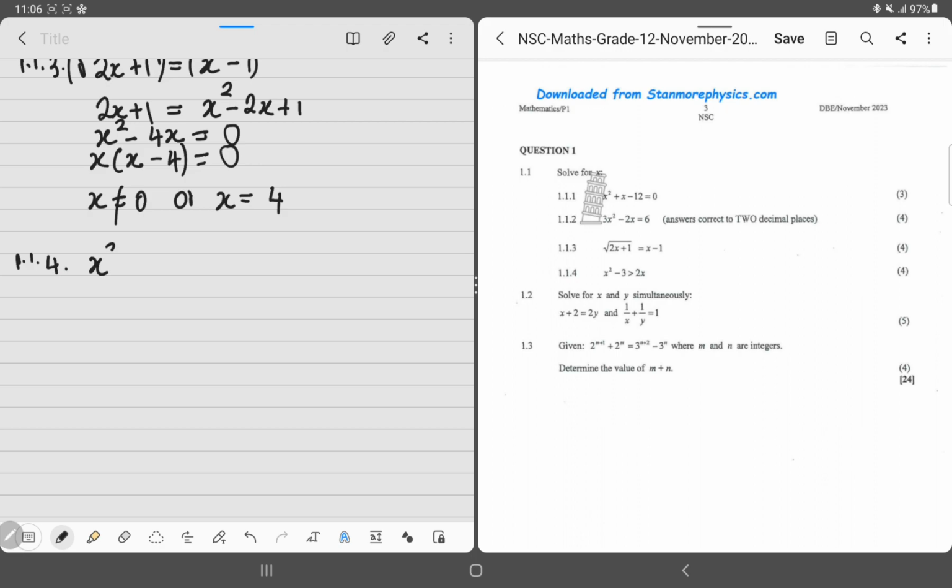So x squared minus 3 should be greater than 2x. First step, standard form, always. x squared minus 2x minus 3 should be greater than 0. So we need to find the factors, x and x. The factors are going to be 3 and 1. The middle sign is negative, so the bigger value will take the sign, and then that's going to be positive. That's the greater than sign.